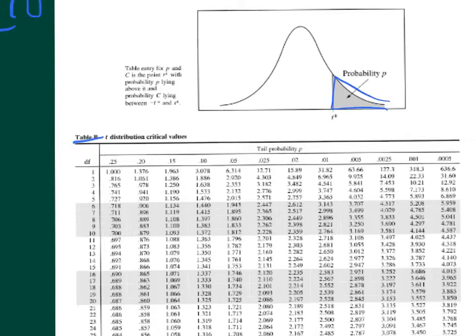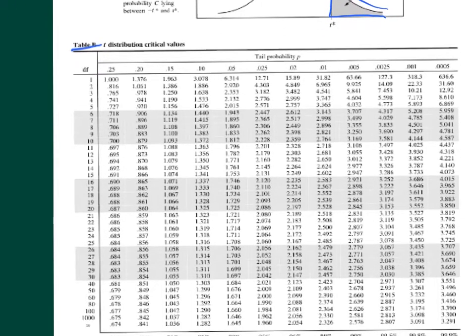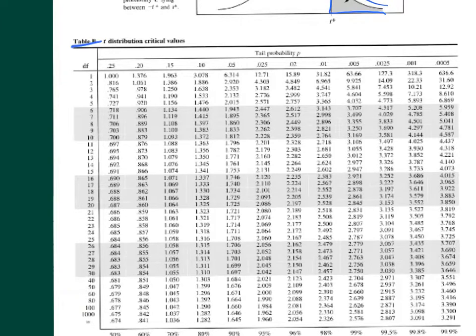So what I do is I say, hey, how many cars do I have? In this case, we had 45 cars. So my degree of freedom is going to be 44. Degree of freedom equals n minus 1. In this case, it's 45 minus 1 equals 44.